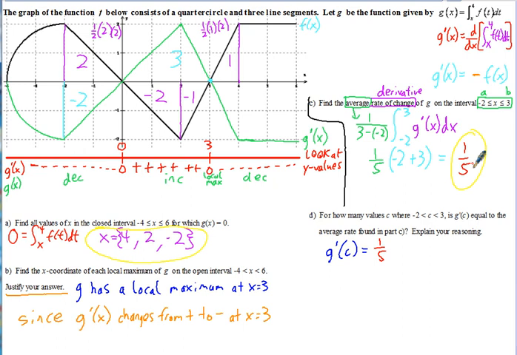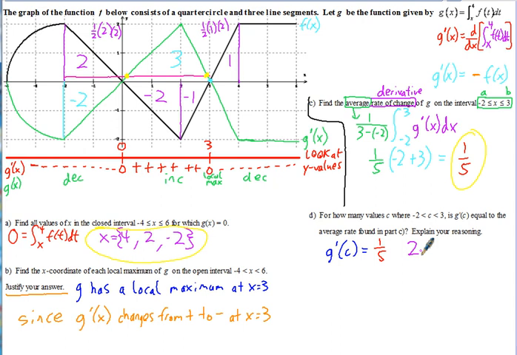So the way to tell is just think, well, we've got the graph of g prime in green here. So we're basically looking on the interval from negative 2, right here, to 3 right here. Well, 1/5, you just graph that, 1/5 is right here, right? So from negative 2 to 3, how many times does g prime equal 1/5? Well, we can see it intersects right there once, and right there one more time. So we can say the answer is 2. There's 2 values of c.